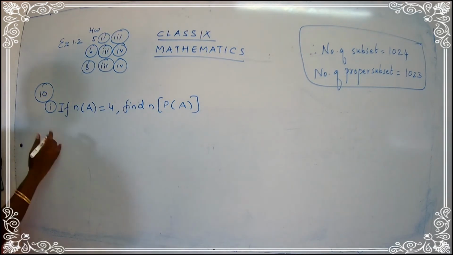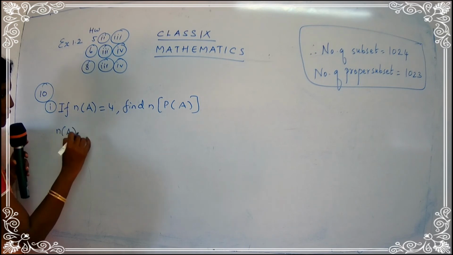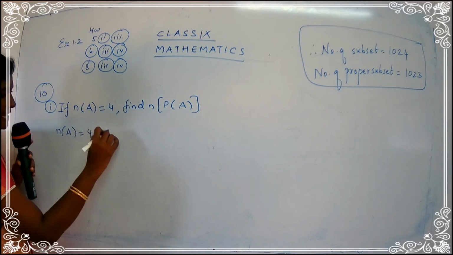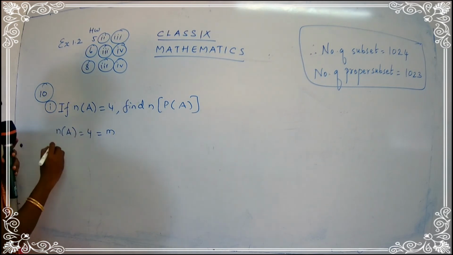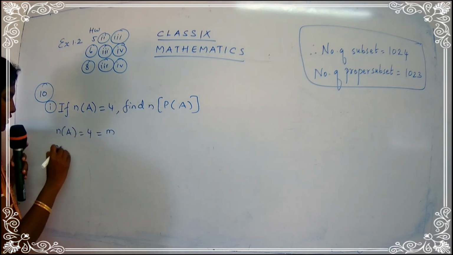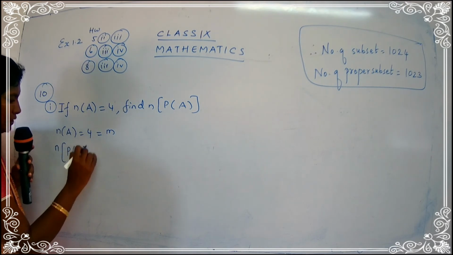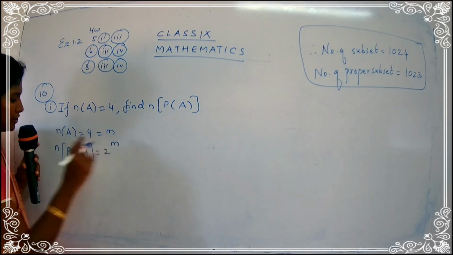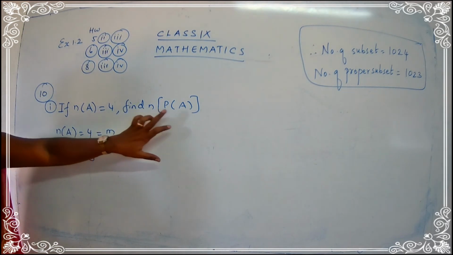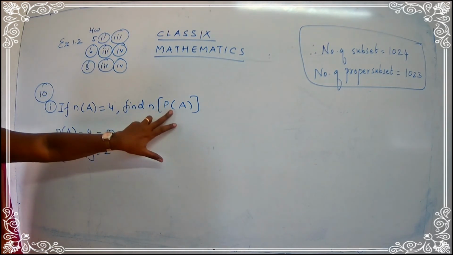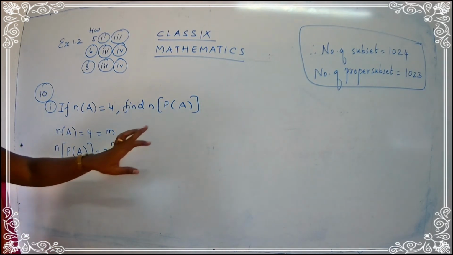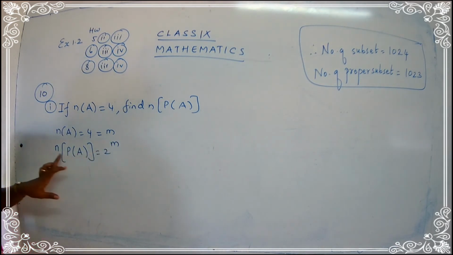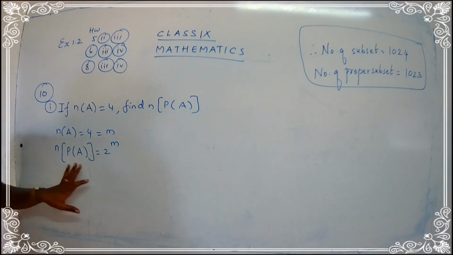So now let's see here, n of A is equal to 4. So we take this as m. I have told you the number of A will be taken as m. What is n of P of A? n of P of A is equal to 2 raised to m. Remember. What is the meaning of n of P of A? n of P of A means subsets, not proper subsets. So you have to write n of P of A is equal to 2 raised to m.